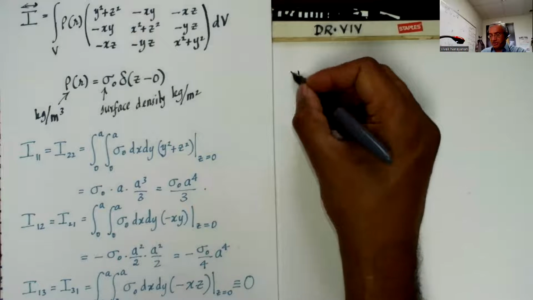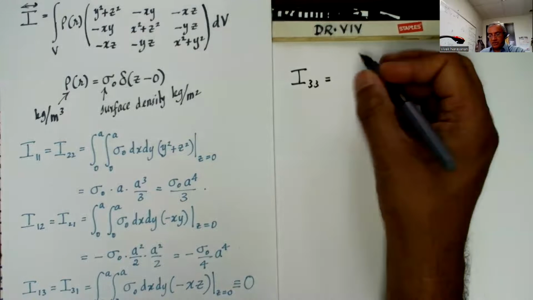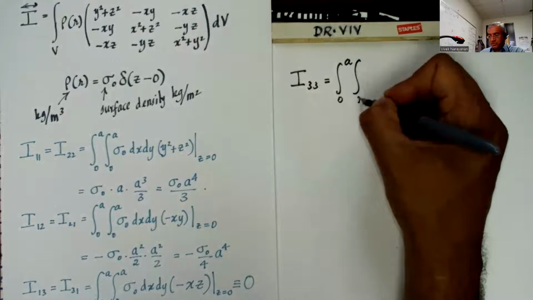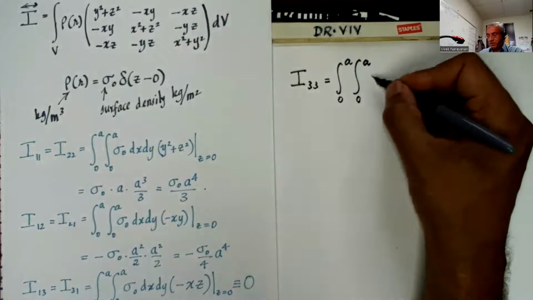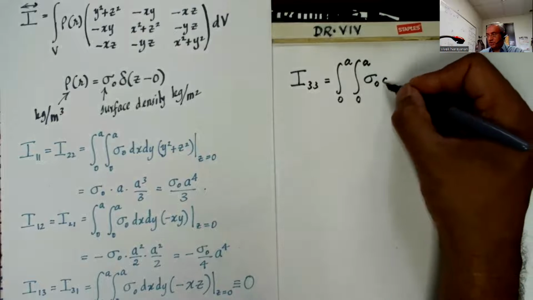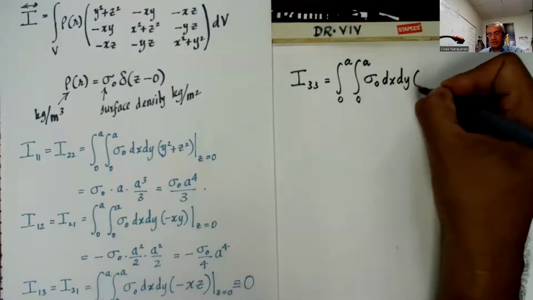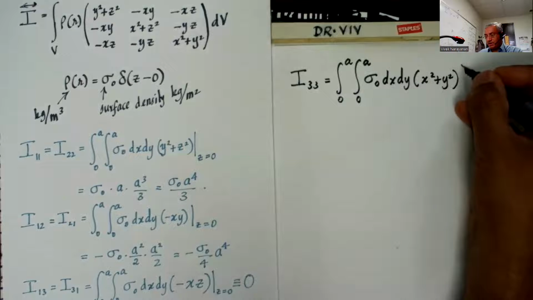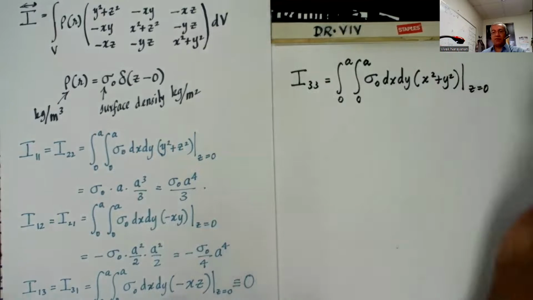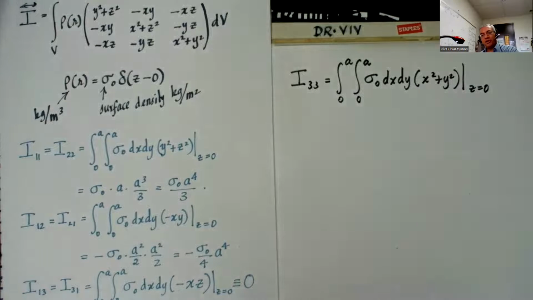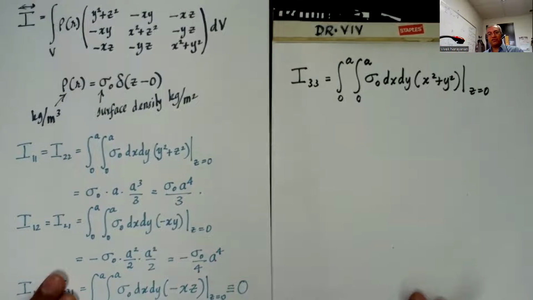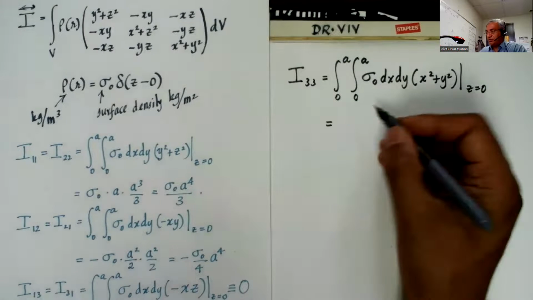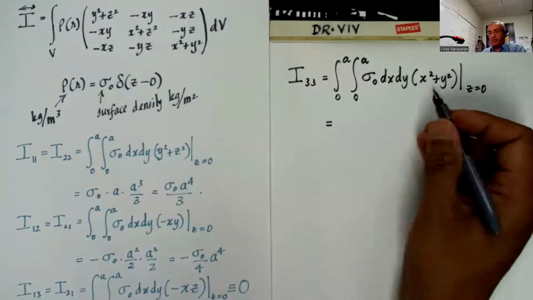I33. So that's the integral from 0 to a, sigma naught dx dy, x squared plus y squared, with the enforcement that z is equal to 0. Well, z equal to 0 enforcement is not even necessary because it is pure xy plane moment of inertia. So this one is going to be a sum of two integrals.